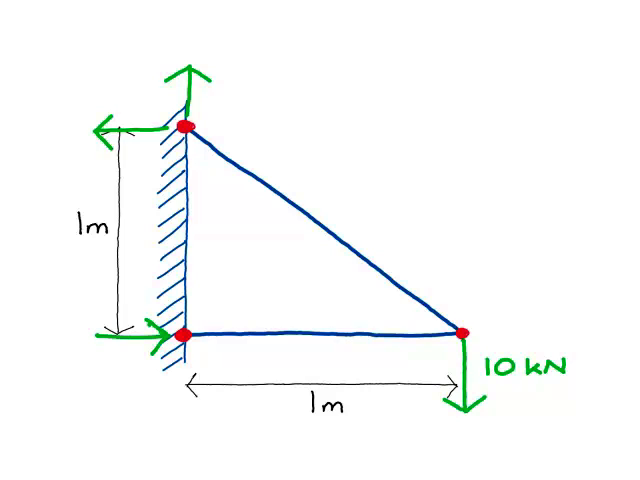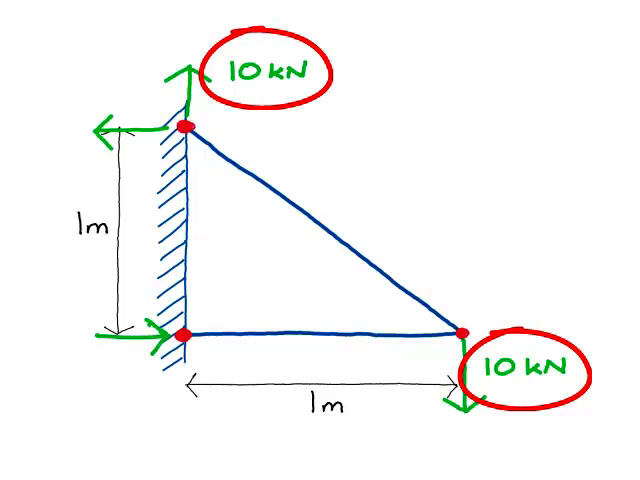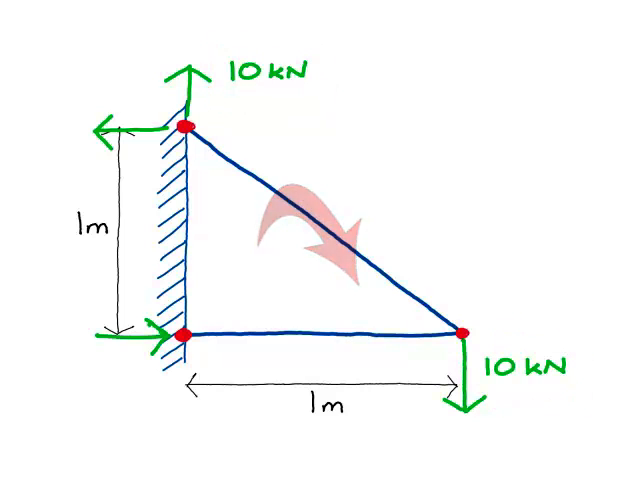Using vertical equilibrium, the downwards 10 kN force must be equilibrated with the vertical reaction force. These two forces cause the structure to want to rotate, and this rotation is resisted by the horizontal reaction forces. Using horizontal equilibrium, we know that the two horizontal reactions must be equal and opposite. Using moment equilibrium, we can evaluate these two reactions.